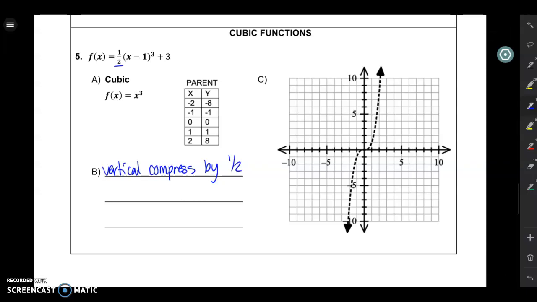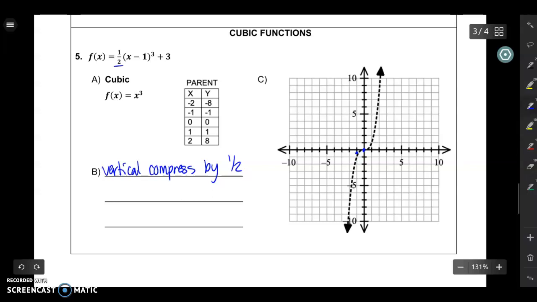Okay. So let's do these step by step as we write them. If I vertically compress this graph by 1/2, it means that I'm going to basically cut all the heights of my points in half. So this starting point was 0, 0. If I cut that height in half, it's just still going to be 0. If I look at this point right here, I have a point -1, -1, sorry. If I cut that height of -1 in half, I'm just going to end up with -1/2.